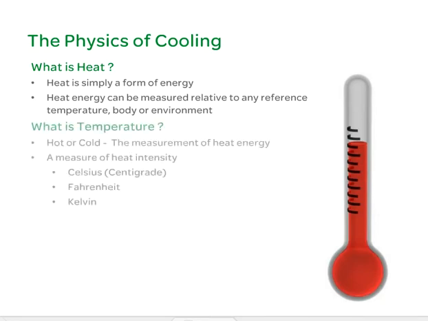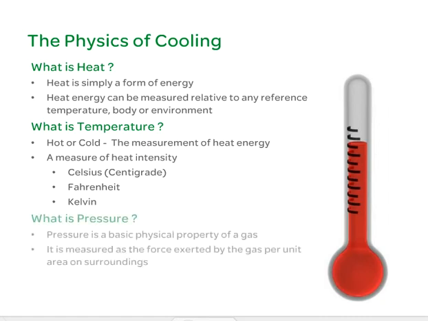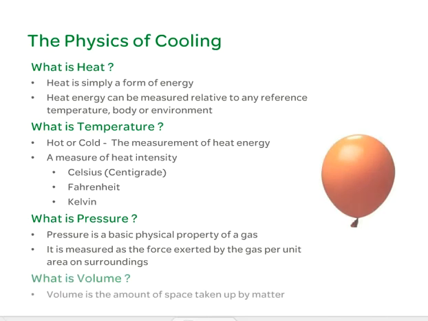What is temperature? Temperature is most commonly thought of as how hot or cold something is. It is a measure of heat intensity based on 3 different scales: Celsius, Fahrenheit, and Kelvin. What is pressure? Pressure is a basic physical property of gas. It is measured as the force exerted by the gas per unit area on its surroundings. What is volume? Volume is the amount of space taken up by matter.